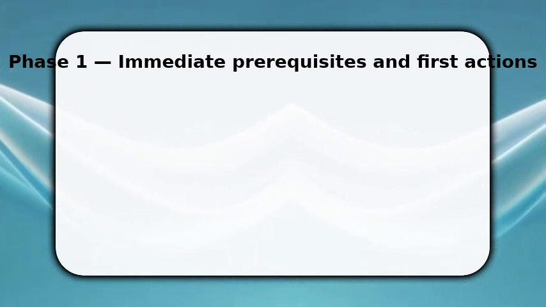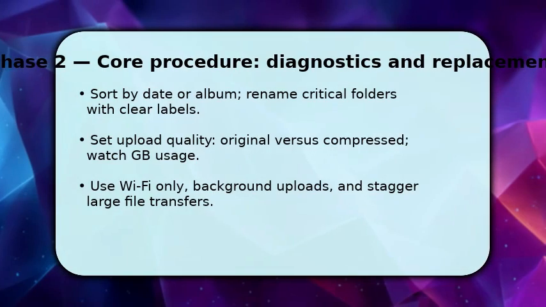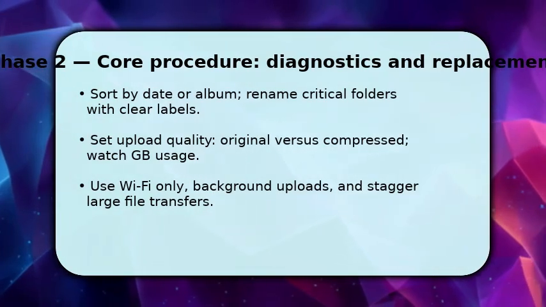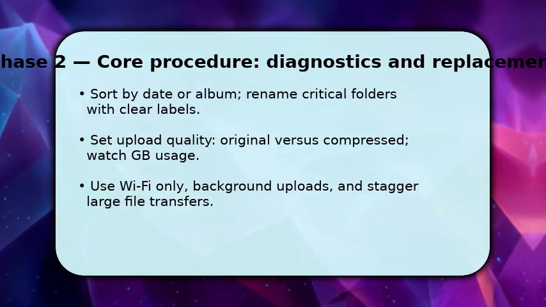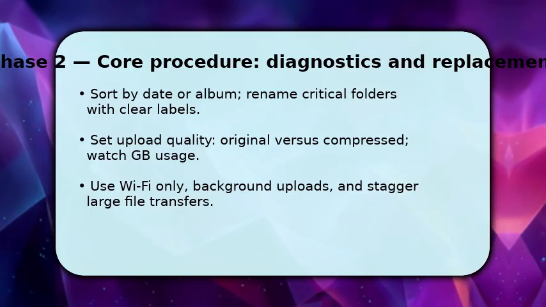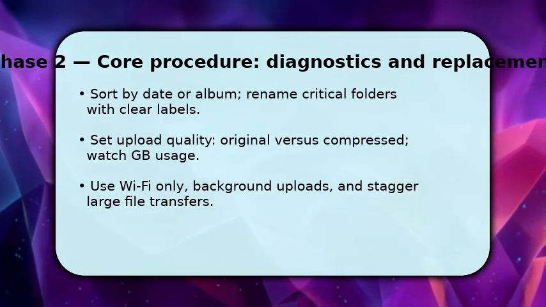Now you organize to reduce duplicates and speed transfers. Sort by date or album and rename folders so restores are simple. Choose upload quality intentionally. Original preserves full resolution, compress saves space. Be aware of GB costs.